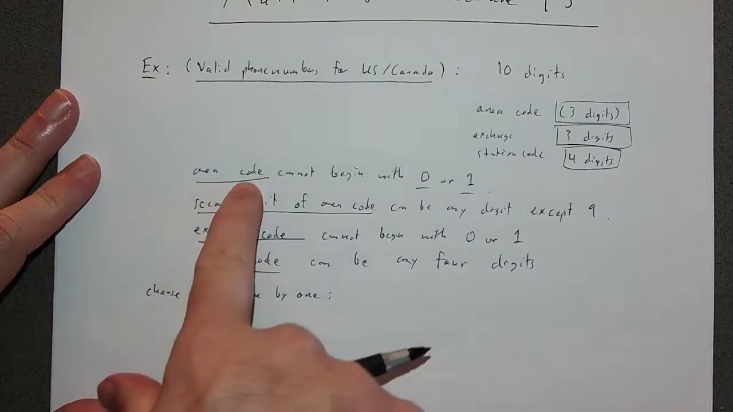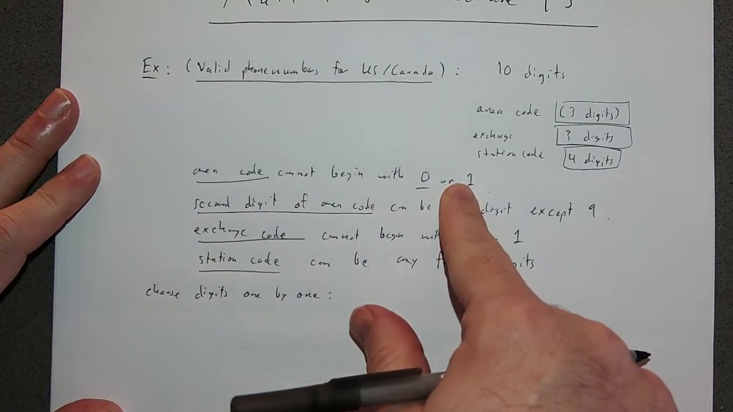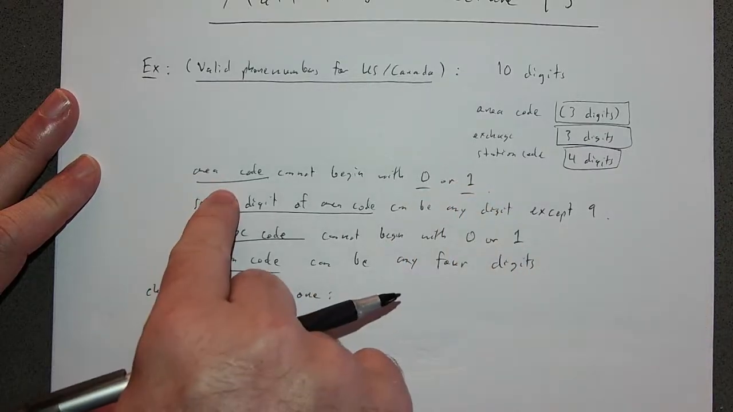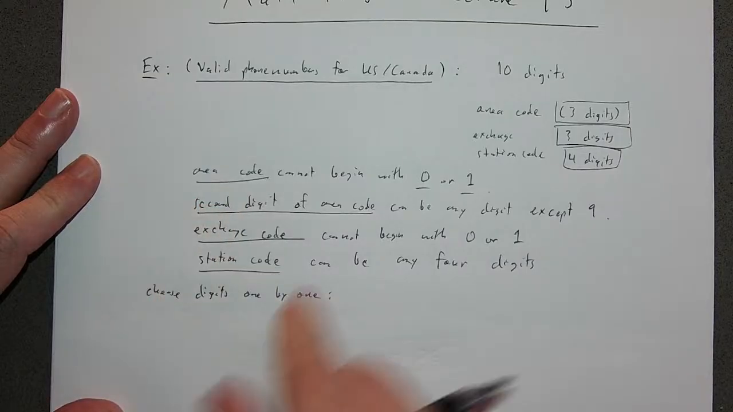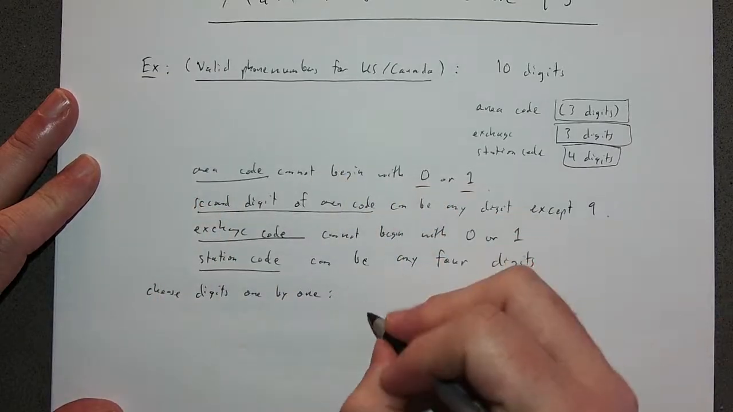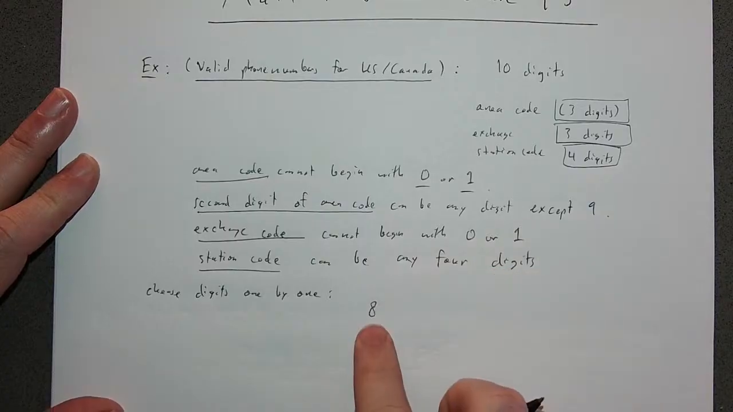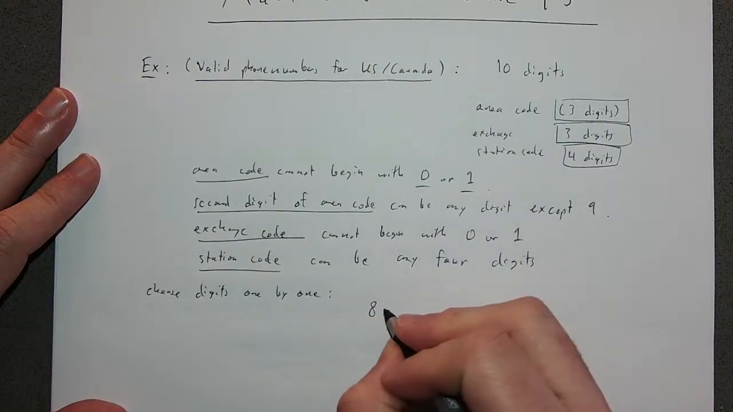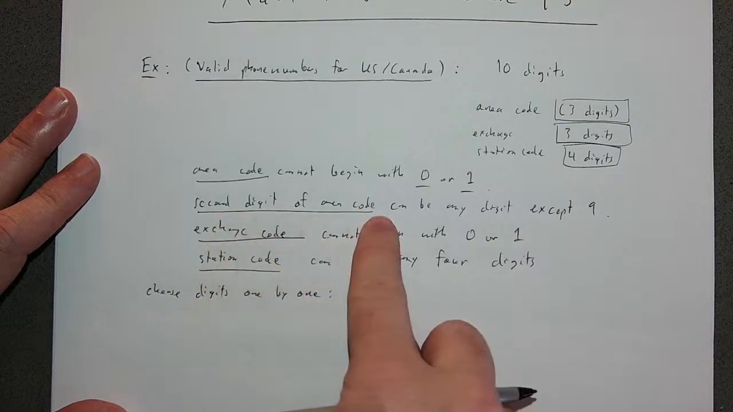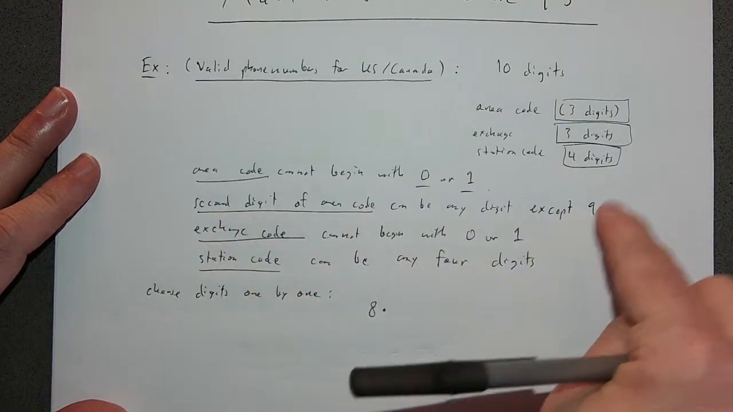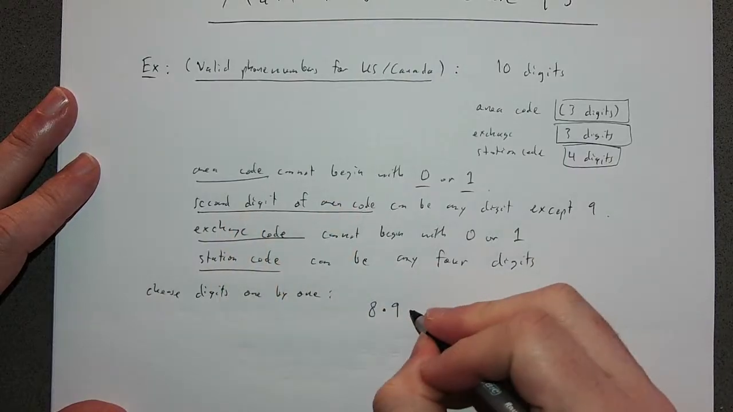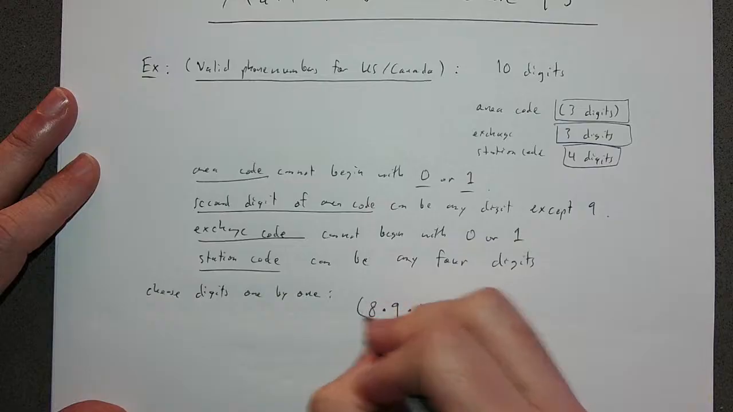So area code cannot begin with a 0 or 1. Any of the other digits are fine, so that leaves me with 8 digits to choose the first digit of the area code. So there are 8 choices for the first digit. For the second digit of an area code, it can be any digit except 9, so there are 9 choices. The third digit of the area code has no restrictions, so there's 10 total choices. This chooses my area code.